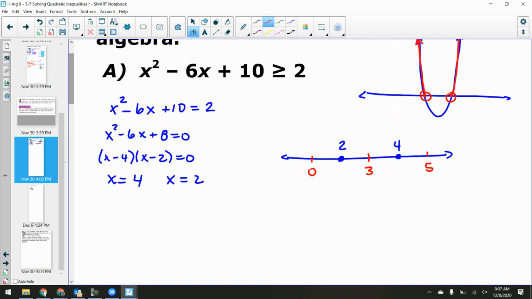Okay, so let's plug in 0. Well, that's going to get me a 10 on the left side, which is greater than or equal to 2. Is that a true statement? Yeah, that's a true statement. That means that there are solutions to the left of 2.